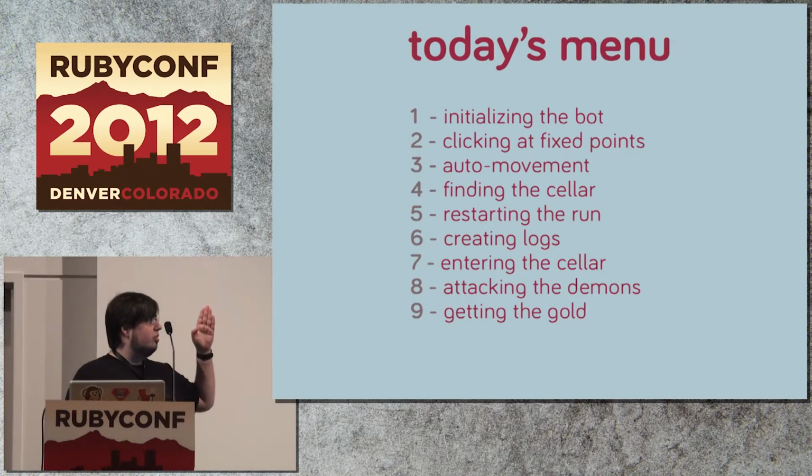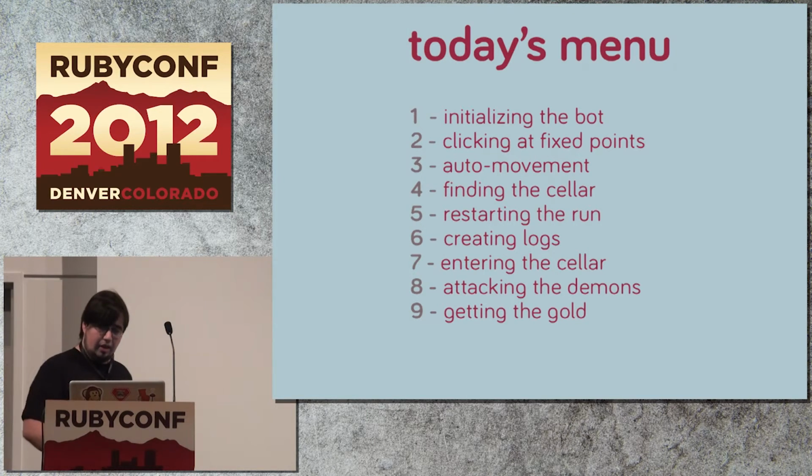So what's in store for today? I'm going to guide you through these 9 steps: initializing the bot, clicking on fixed points, how to move the character, how to find the cellar, restarting the run when something has gone wrong, creating the logs, entering the cellar, attacking the demons, and getting the gold.